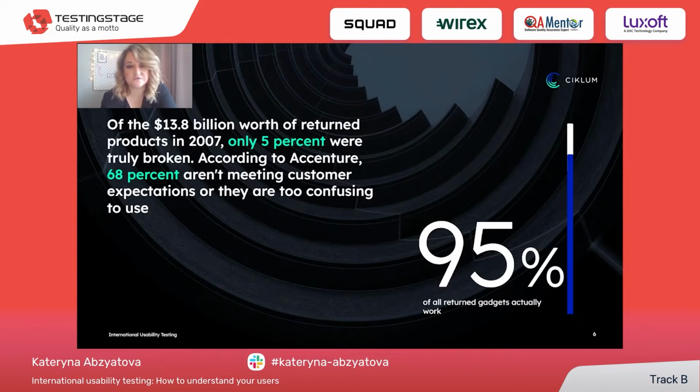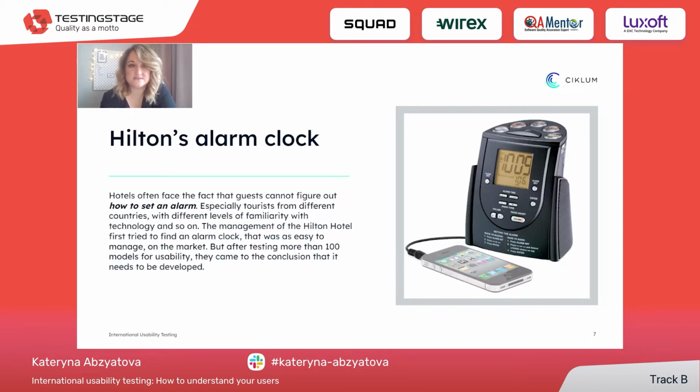for applications, for devices. The second case is a more famous one, about Hilton's alarm clock. Hotels often face the problem that guests cannot figure out how to set the alarm. Hilton's management tried to find an alarm clock on the market. They investigated and tested for usability more than 100 devices and realized that they all still failed their usability criteria. And then they decided to develop their own alarm clock.